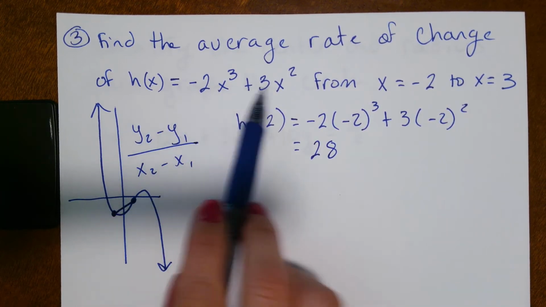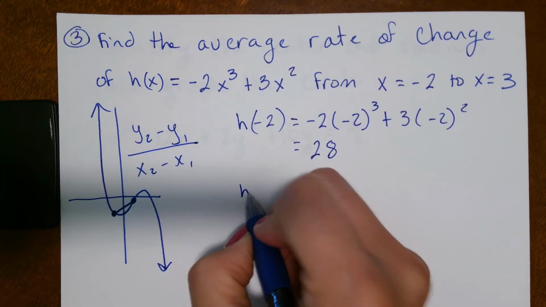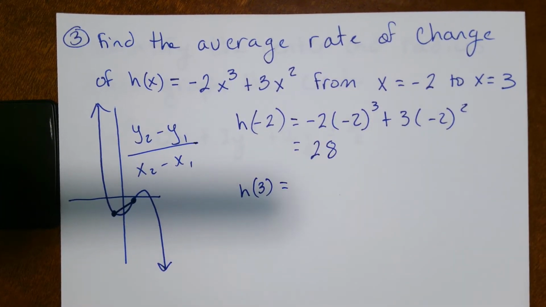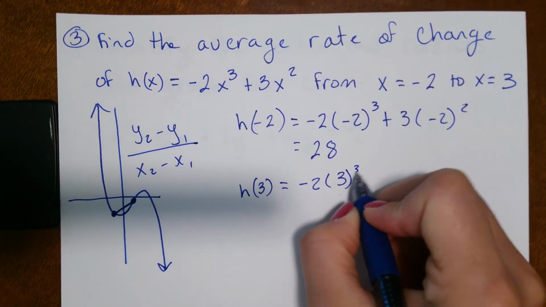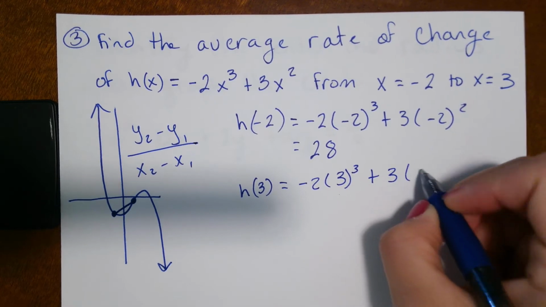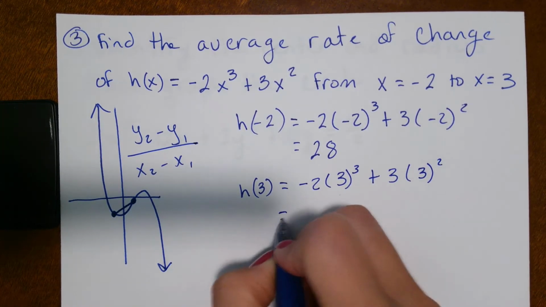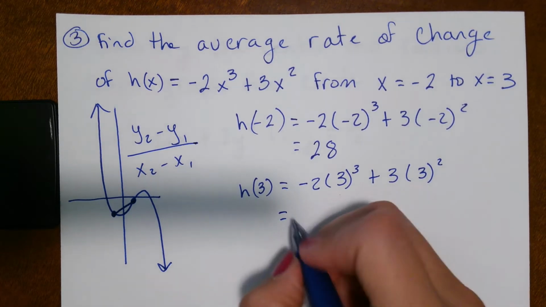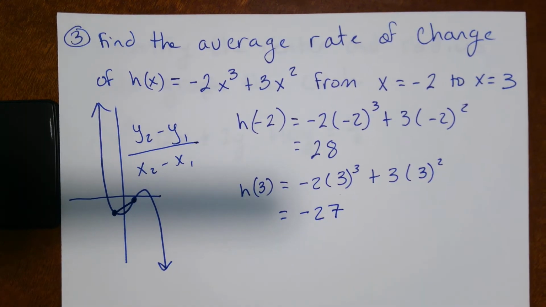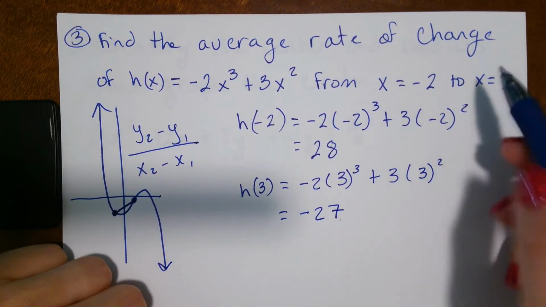And then I also need to know the other y value. So what does this function equal when x is 3? I'm going to figure out what is h of 3. Well, let's see. I get -2 times 3 cubed plus 3 times 3 squared. Again, handy dandy calculator. I get -27.